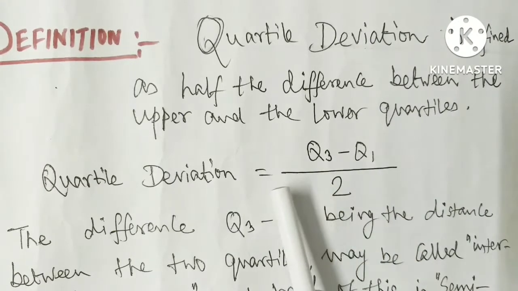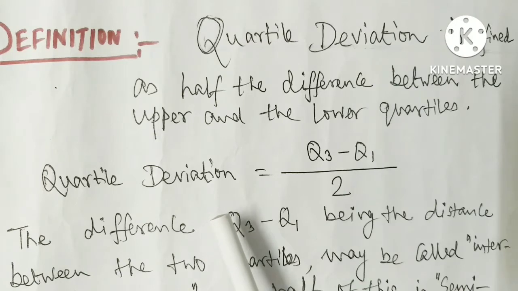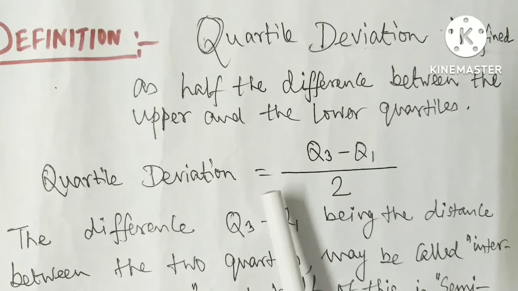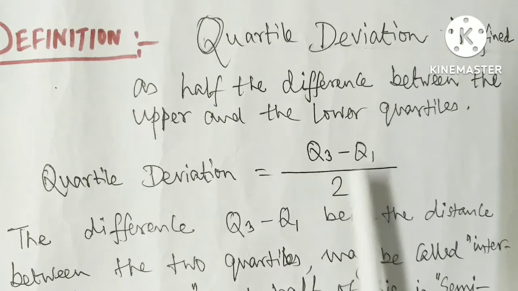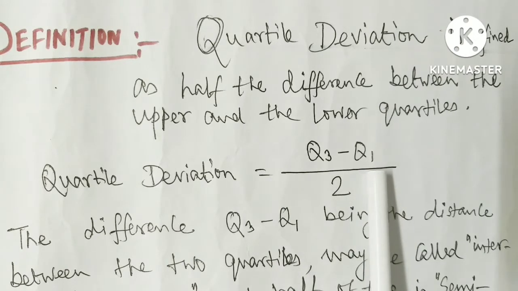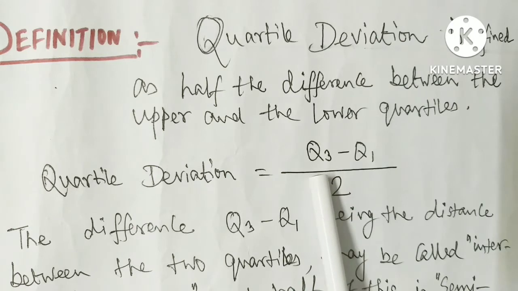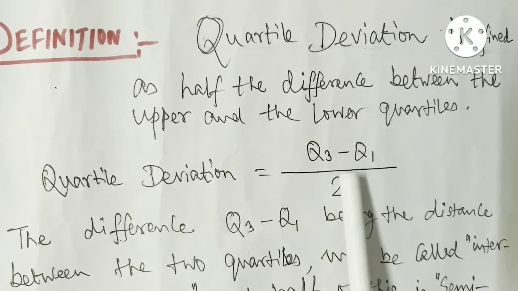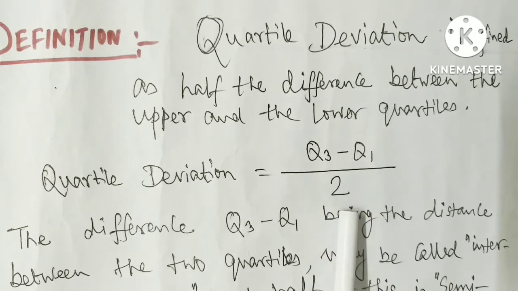We get three quartiles: quartile 1, quartile 2, quartile 3, and here we need two quartiles only, that is quartile 3 and quartile 1. Quartile 1 is called the lower quartile, quartile 3 is called the upper quartile. Hence quartile deviation equals (Q3 minus Q1) by 2.